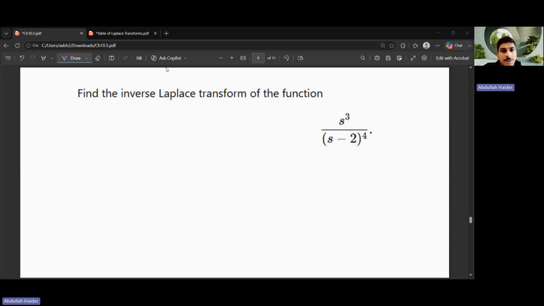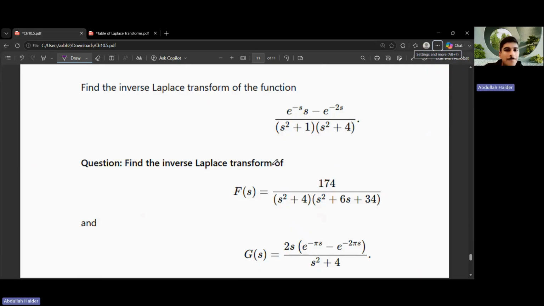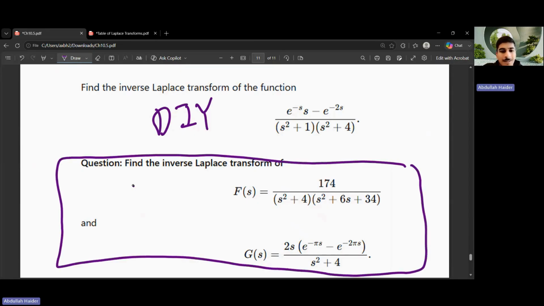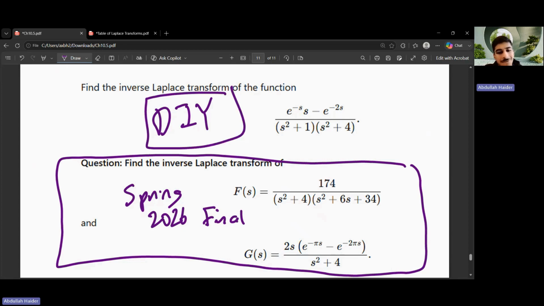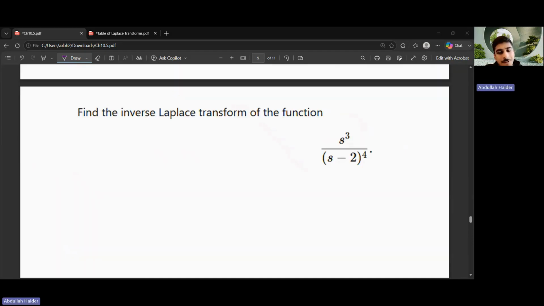There should be an easy way to do this. And by the way, I just want to save my time. All of this is do it yourself. These two questions came in the spring 2026 final. I really can't go through every single one of them.